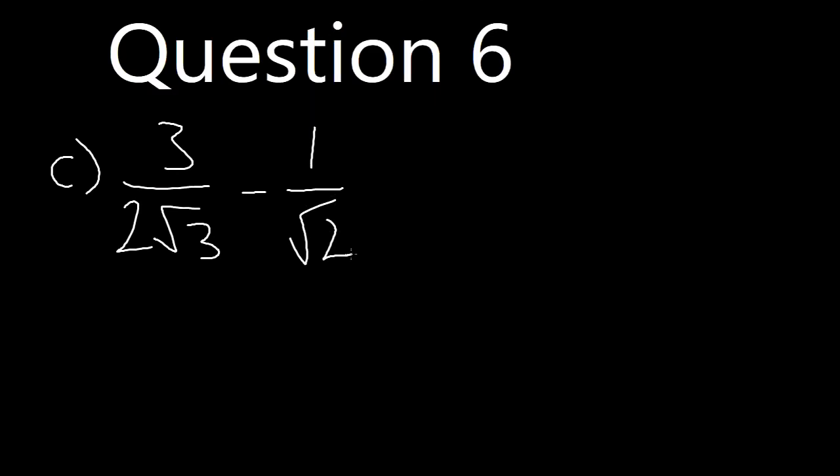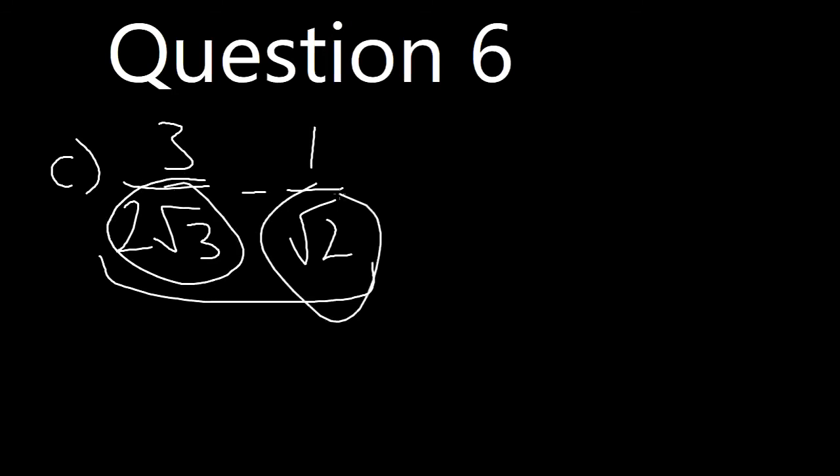Okay, so we're on part C of question 6 now. So it's going to be our last question. Now I can see here that I have 2 denominators and they're asking me to minus 2 fractions with irrational denominators. So I can choose what I want to do first. Do I want to rationalize my denominators before I minus them? Or should I simply minus them first and then rationalize the denominator? So I think that sounds like a better idea and a quicker idea.